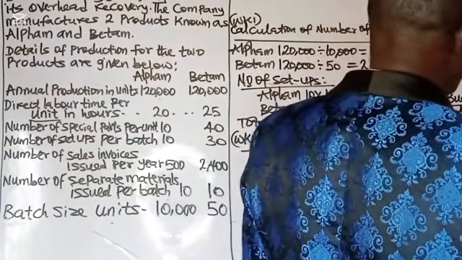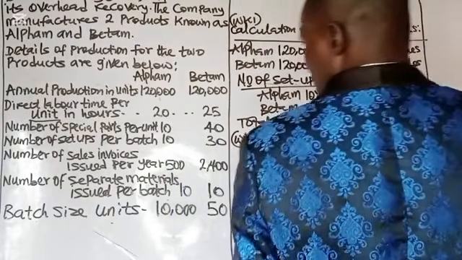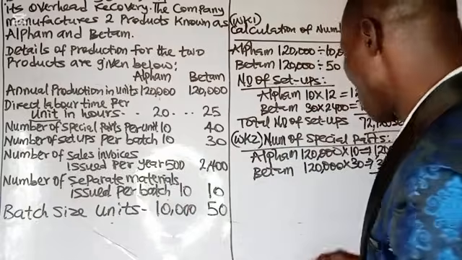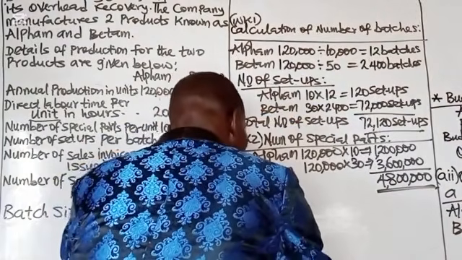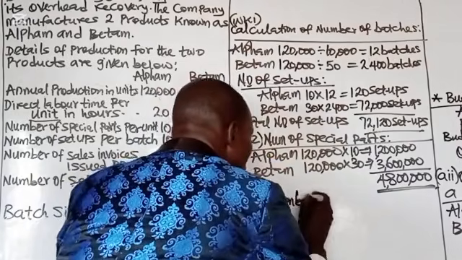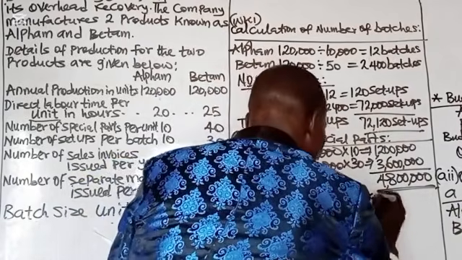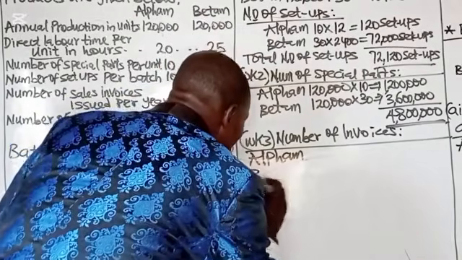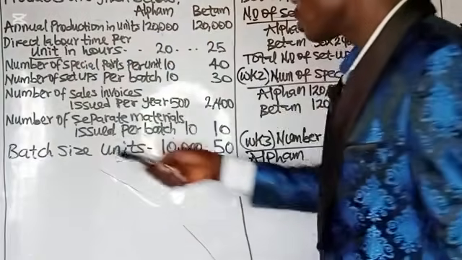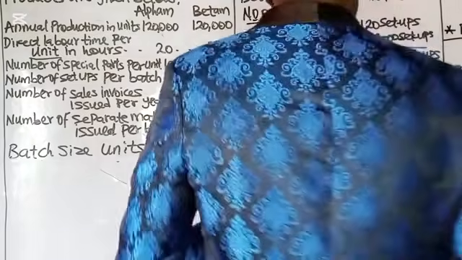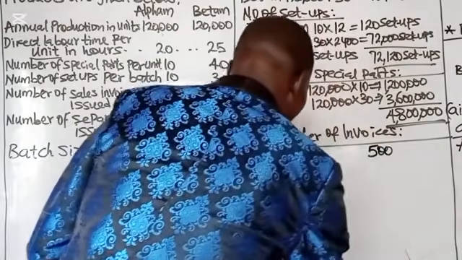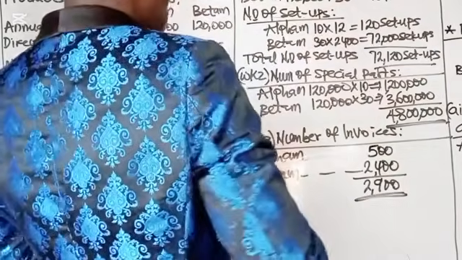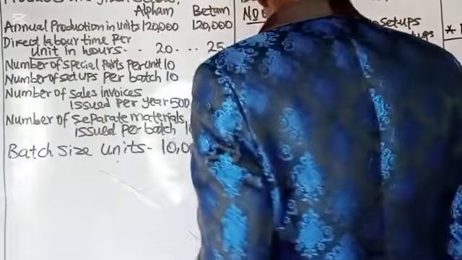You also need the cost driver for customer invoicing cost, which is given to be the number of invoices. And what is the number of invoices? The number of sales invoices issued per year is given in the question. Let me have that as working number 3. Number of invoices: we have 500 for Farm and 2,400 for Betam, and that is totaled 2,900. So this is the number of invoices.